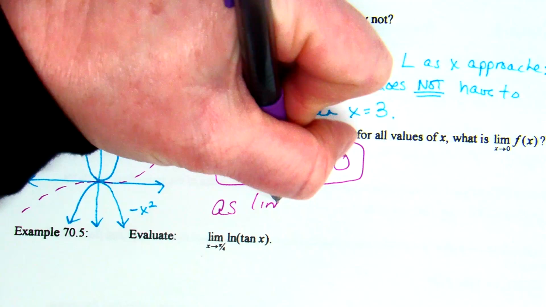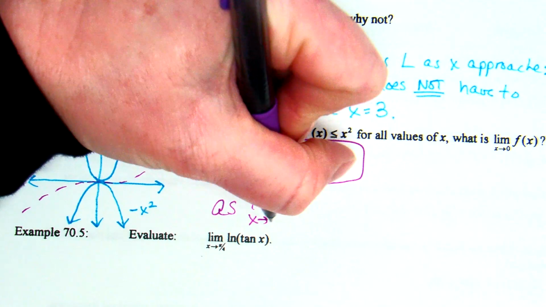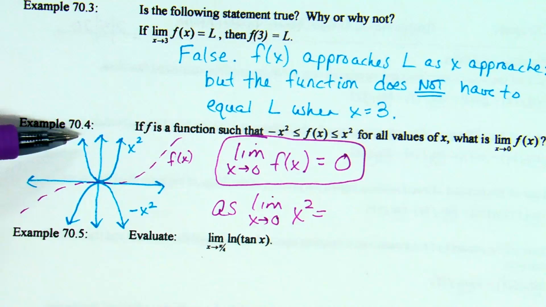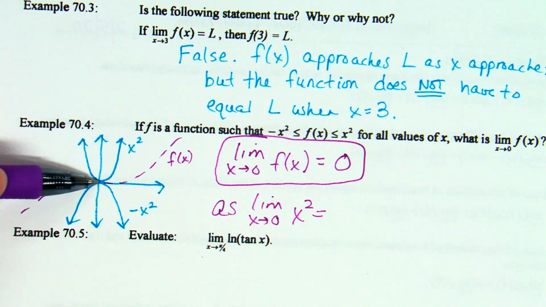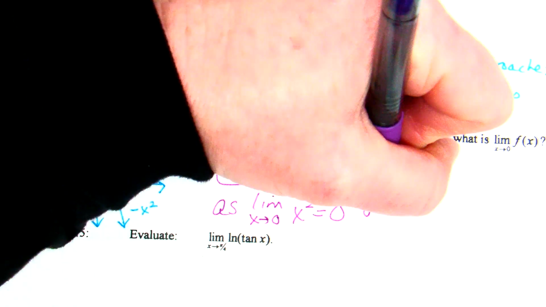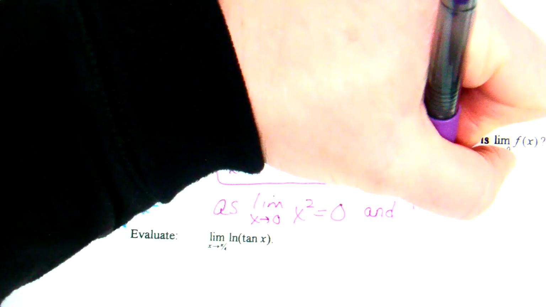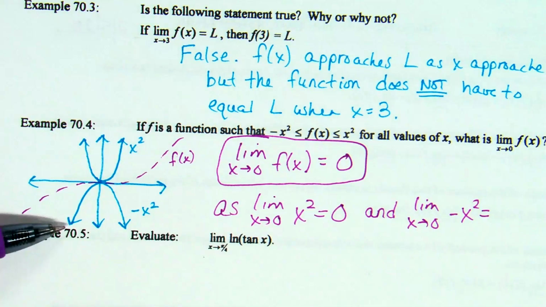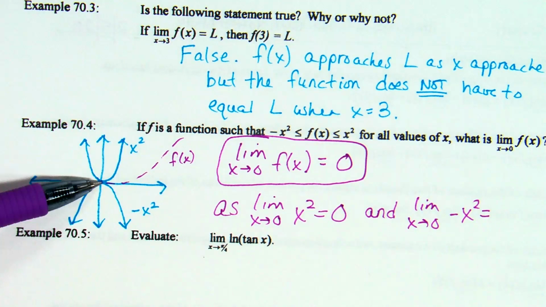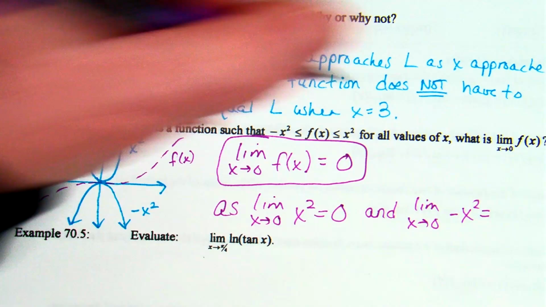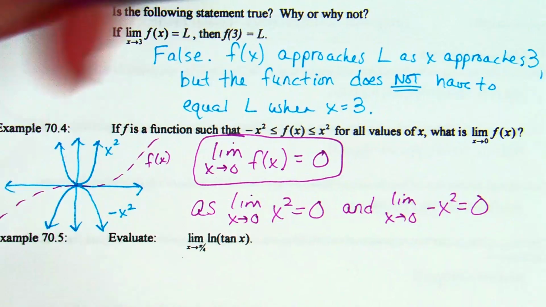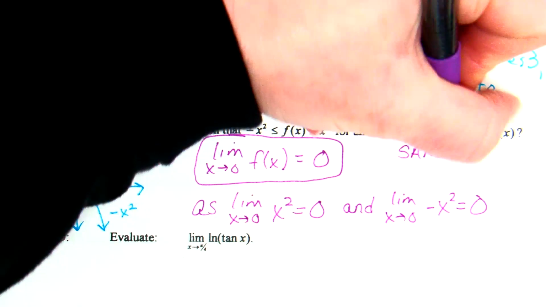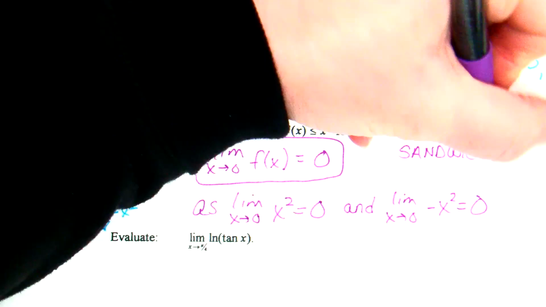If you want some backup, first of all, the limit as x approaches 0 for x squared, what was that limit? As x approached 0 on x squared, that limit was also 0. And what's the limit as x approaches 0 on negative x squared? It's also going to equal 0. What theorem is this? Yeah, this is by the sandwich theorem.